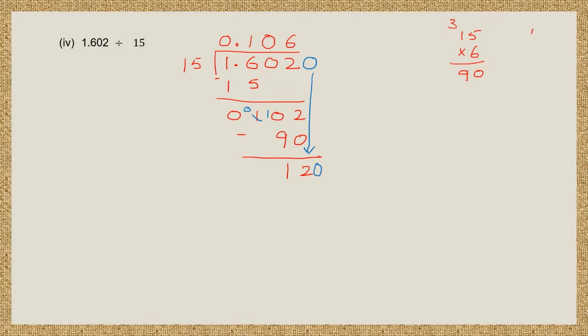15 into, let's try 8 and see. 8 fives are 40. I carry 4. 8 ones are 8 plus 4 is 12. So I've got 120. So let me write that. 8 is... 120 minus, I get 0. So I have got my final answer as 0.1068.